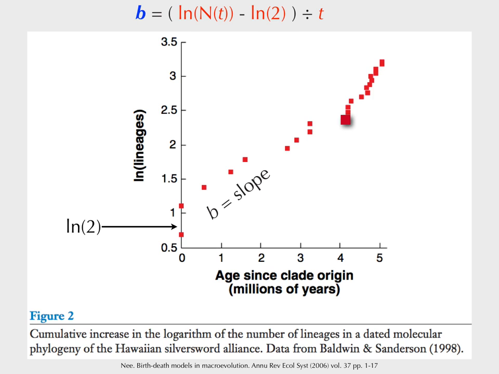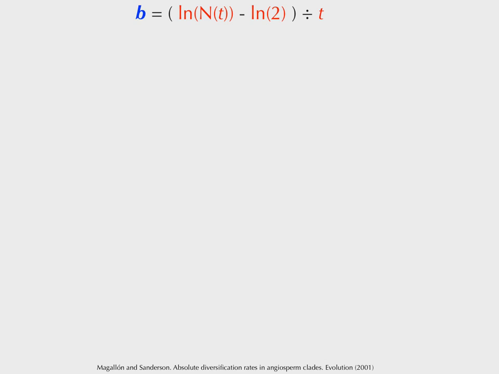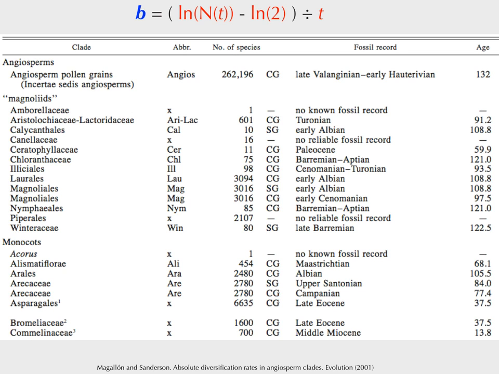Make sense? All right, so now just from knowing how many species I have at a given point and how deep the tree is, I can get an estimate of net diversification rate. Okay. So let's do so.